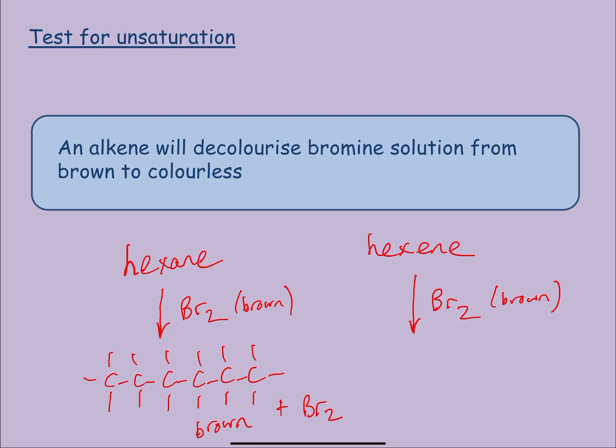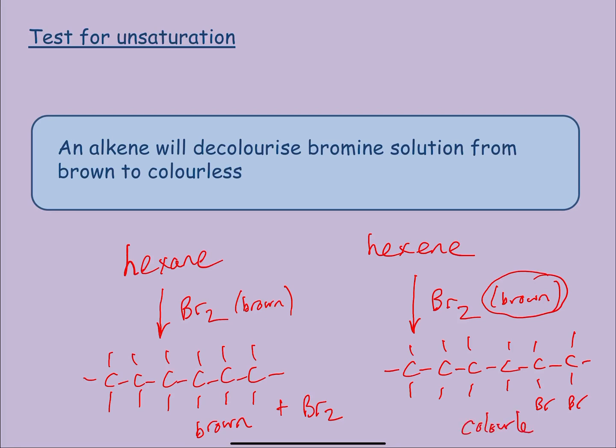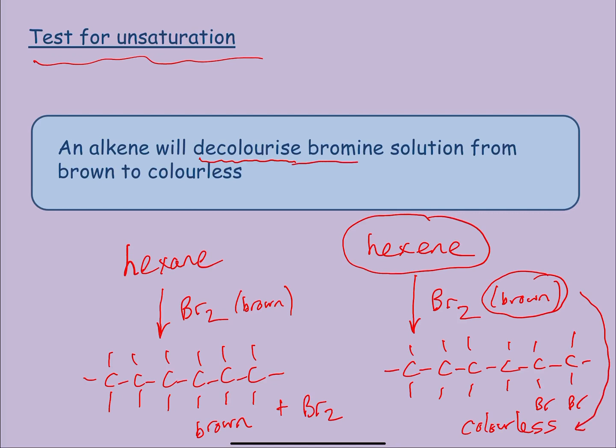However, if you added bromine water to hexene, 3, 4, 5, 6, the 2 bromines would add on where the double bond was, and all the rest of these would be hydrogens, and that would no longer be brown because the bromine is added into this solution, and that would be colourless. So the test for unsaturation is an alkene will decolorise. So it's changed from brown to colourless. So an alkene decolorises bromine solution from brown to colourless. That's a test for unsaturation.